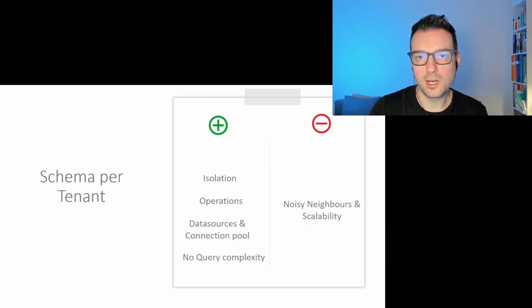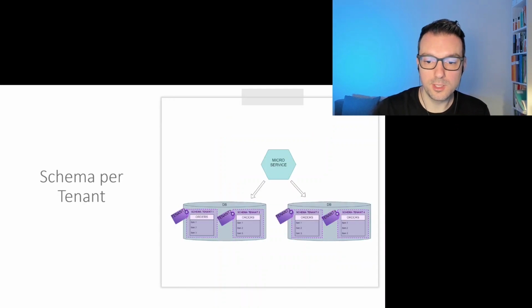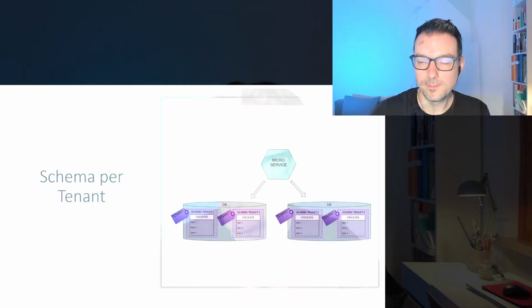The operations are quite simple because it's feasible to restore a schema from a backup. We manage only one data source and only one connection pool, and we don't have added query complexity because the application can run the same queries it would run in case it was a single tenant application. The pitfall is having noisy neighbors, but it's solvable by spreading the schemas across more than one database. Honestly, this last option is my favorite because it picks up the pros of all previous options, discarding the major cons.